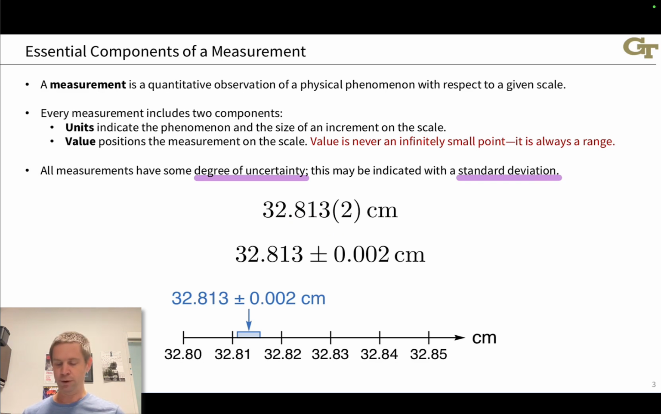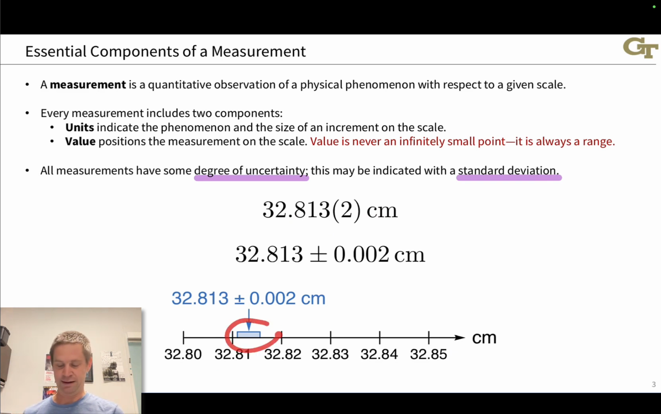We can also notate this by putting this 2 in parentheses to indicate that there is an uncertainty of 2, plus or minus 2, in this digit that's farthest to the right. And this graphical representation of the measurement is an important mental image to have. The measurement positions a phenomenon on this number line. The number line is centimeters. Each increment, at least on this scale, is 0.01 centimeters, and so 32.813 plus or minus 0.002 is not an infinitely small point on this line.